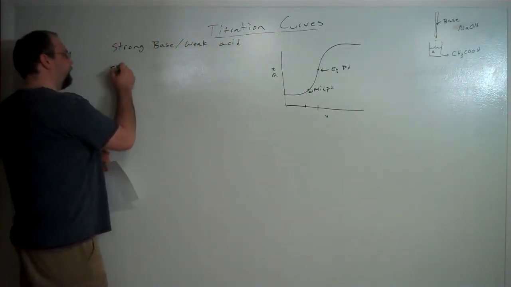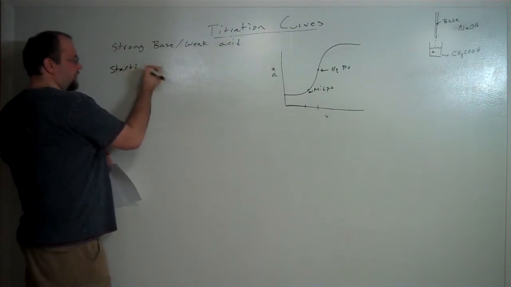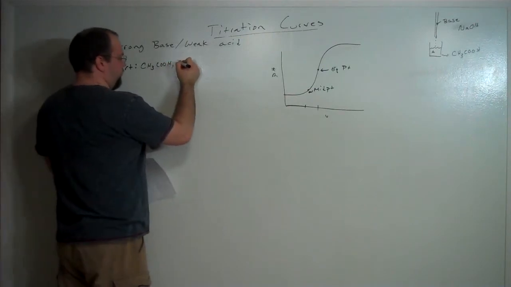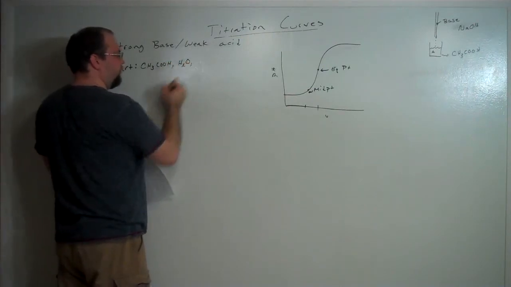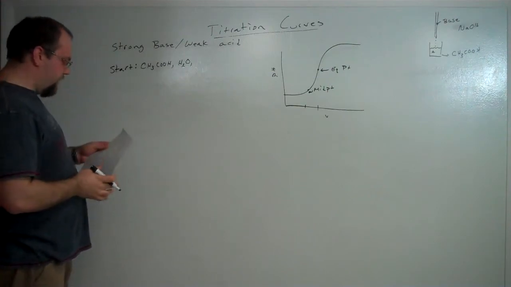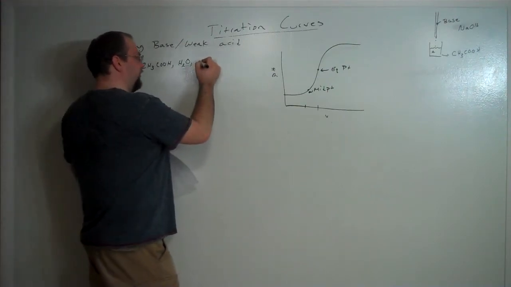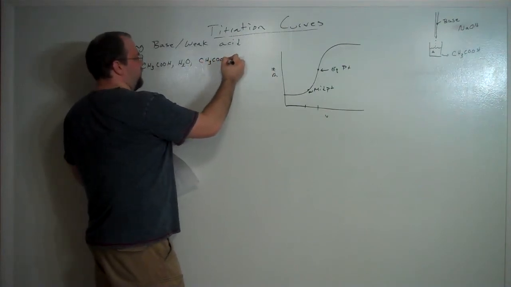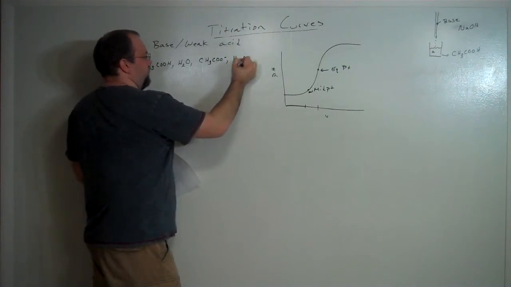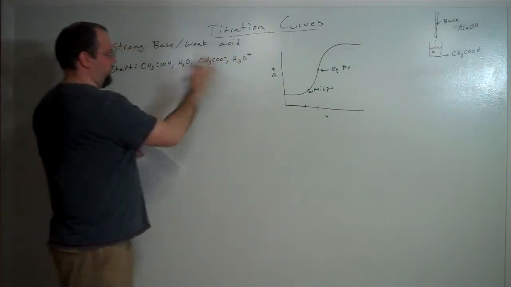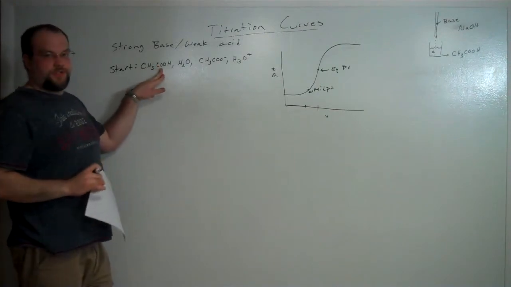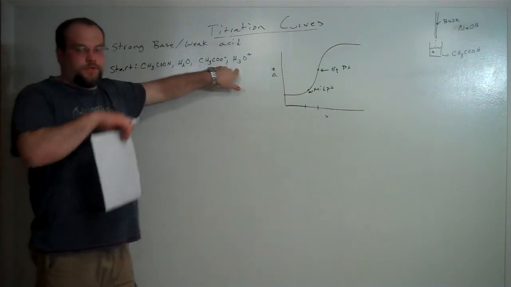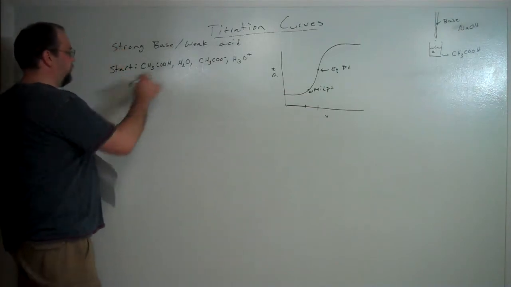When I start, all I have in my beaker is acid. So I have CH3COOH. I have some water. Probably should have listed water first. And then you'll notice I also have some CH3COO- and hydronium. Now, I have all of these present because this is a weak acid, so it will not dissociate fully. I'm still going to have some of this present, but most of it will have dissociated.